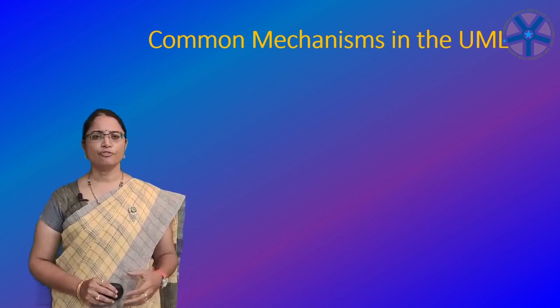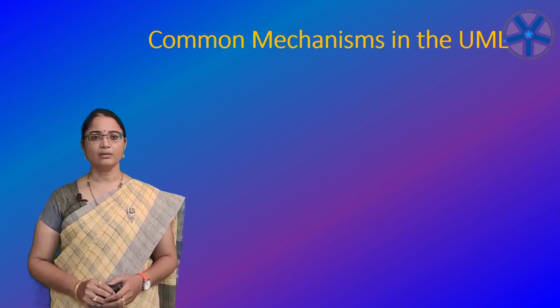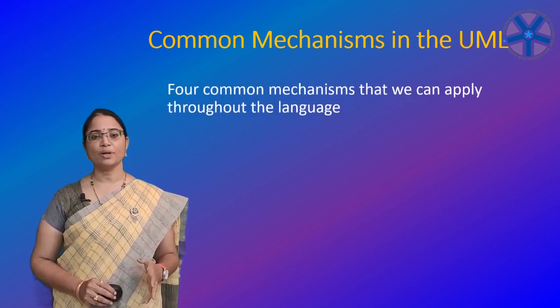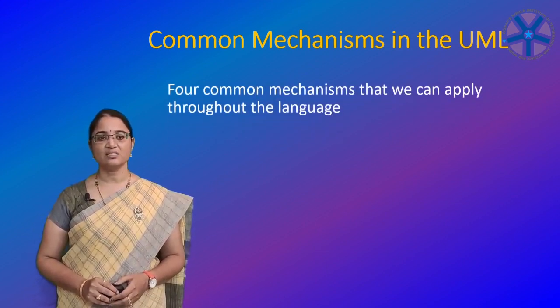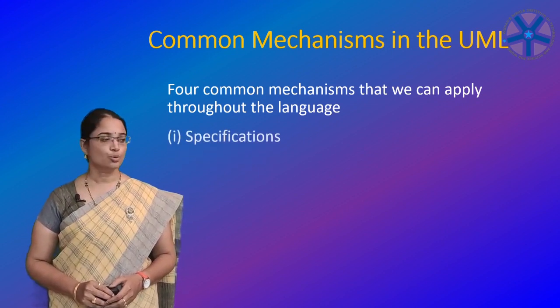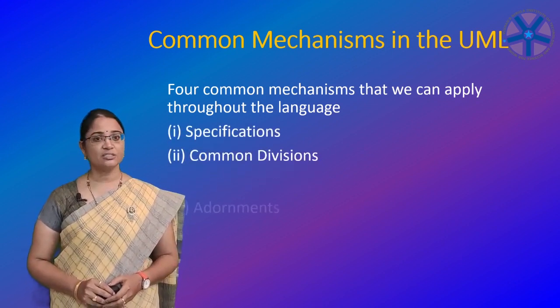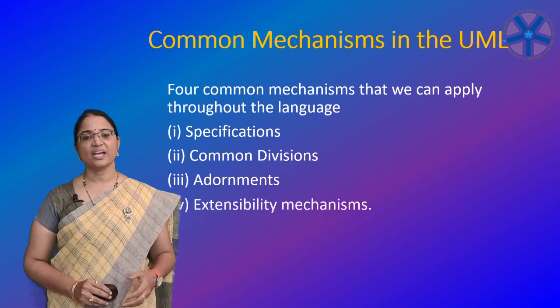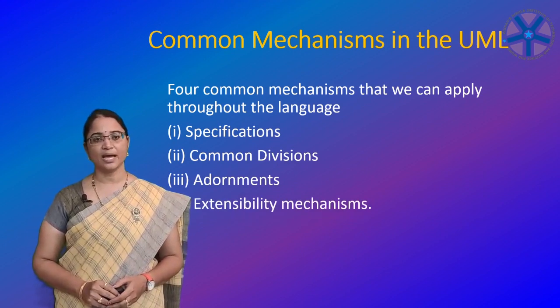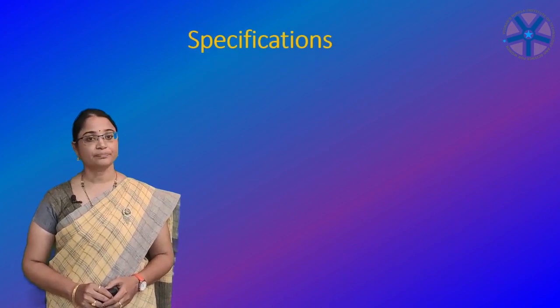The same is true of the UML. It is made simpler by the presence of four common mechanisms that apply consistently throughout the language. Those are specifications, adornments, common divisions, and extensibility mechanisms. Coming to the first one, specifications.